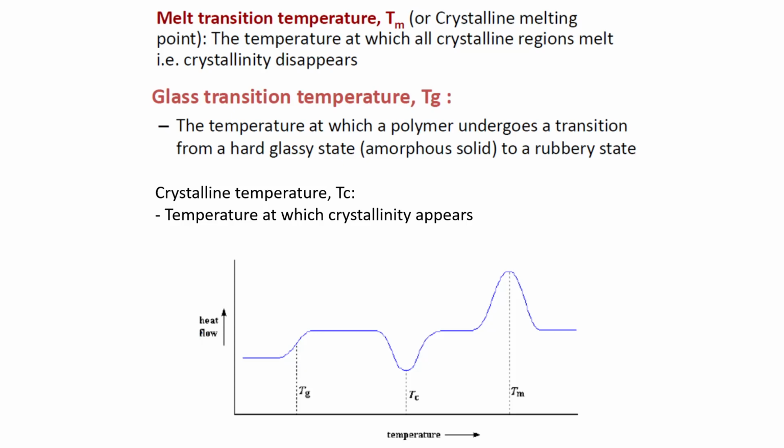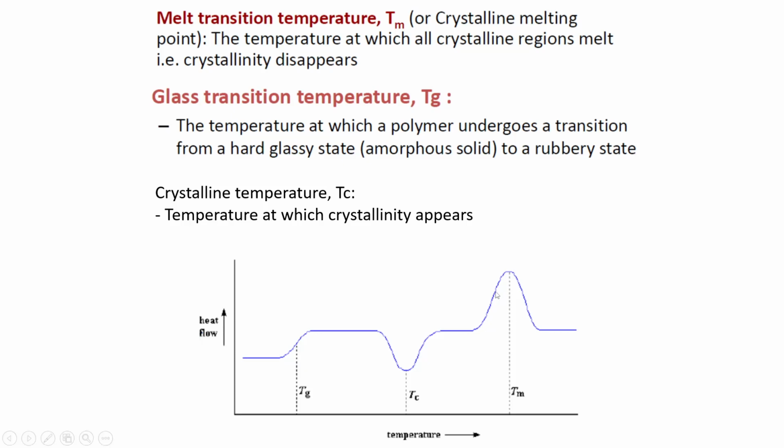To know what all these TG, TC, TM are, there is a technique known as differential scanning calorimetry. You might have read through this in the lectures. Once you do that experiment, you'll get a curve that looks like this. As I said, TM is the temperature at which all crystalline regions melt. Glass transition temperature, TG, mostly applies for polymers which are amorphous in nature. This is the temperature at which a polymer undergoes a transition from a hard glassy state to a rubbery state. And lastly, crystallization temperature, that is TC, is the temperature at which crystallinity appears.